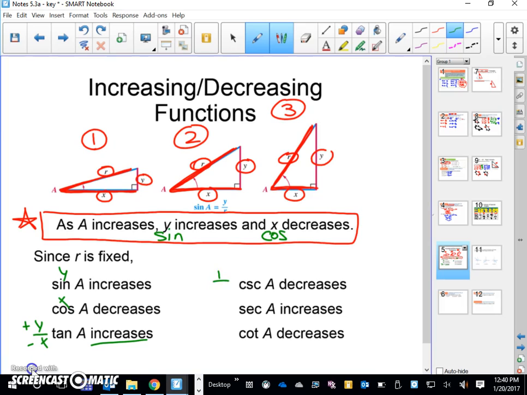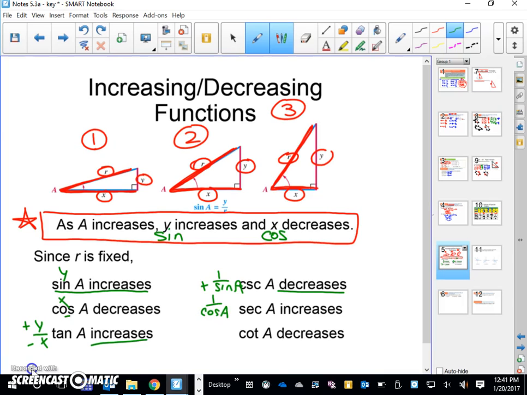It's like 1 over sine. Since sine was increasing, we would have our denominator increasing. If that denominator is getting bigger, think about what fractions do. If I have a fraction 1/2 and change it to 1/3, 1/4, 1/5, 1/6, 1/7, as my denominator is increasing, the overall value is decreasing. That's what's happening. Similarly with secant, that's 1 over cosine A.